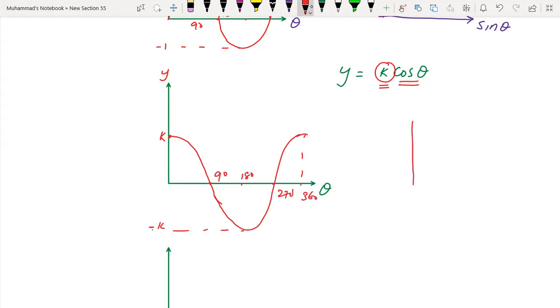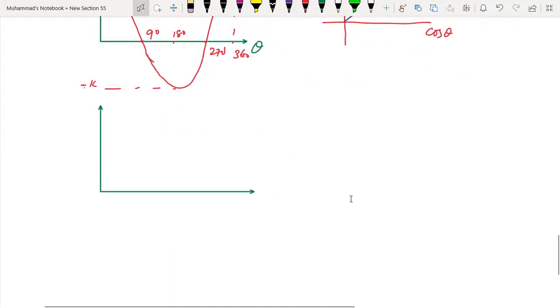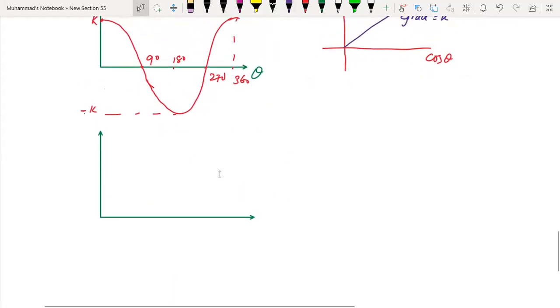But the graph of cos theta versus y will be a straight line with gradient k. So why do we need to study this type of situation, the graphs of cos and sine? Let me explain.